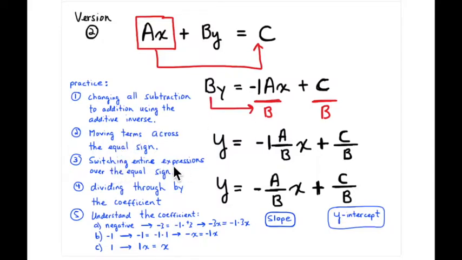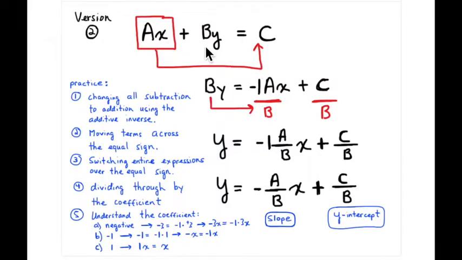Switching entire expressions over the equal sign. Sometimes you're going to see equations written as c equals something, or something equals y, and you're going to just want to switch the whole thing. So students can practice taking this entire expression, moving it over to this side, and if they do that, they also have to take whatever expression is on the right side and move it to the left. That's that pan balance idea, where you can switch places. The entire expression can switch places.